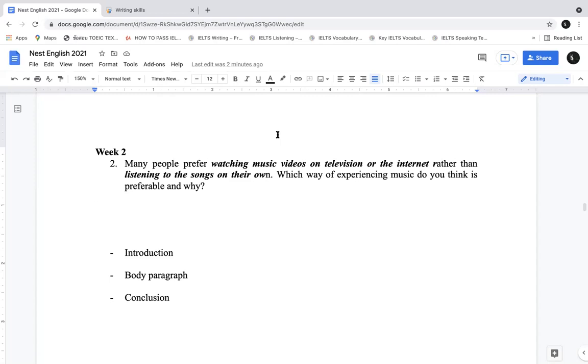It's more comfortable in terms of travel, money, and some people and children. Parents may not allow them to go to the concert. But in my opinion, I feel that it is more convenient to listen to music on the internet. But we may not get a good feeling in music compared to going to concerts with our favorite artists.